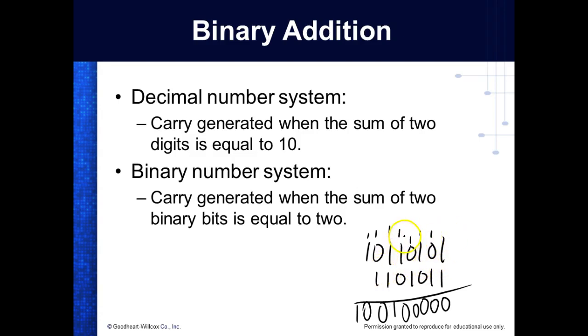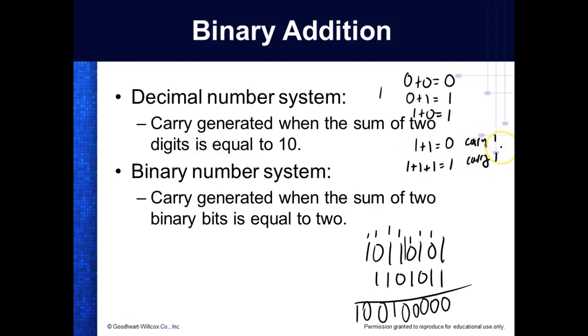Now we could convert these over. But look how easy it is. So 1, okay, 0 plus 0 is what? A 0. 0 plus 1 is what? 1. 1 plus 0 is what? 1. 1 plus 1 is what? 0, because that's 2, right? With a carry of what? And then 1 plus 1 plus 1 would be 1 with a carry of 1.